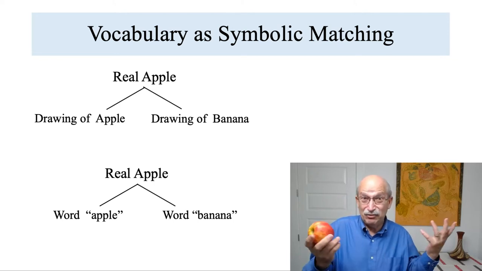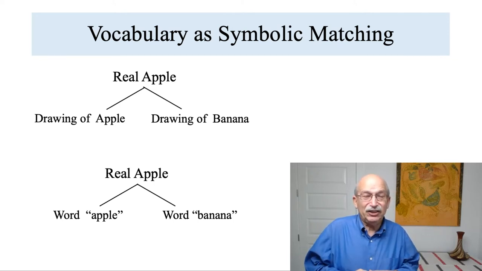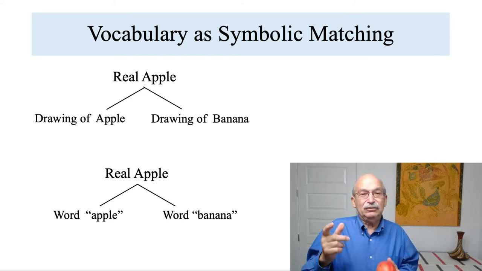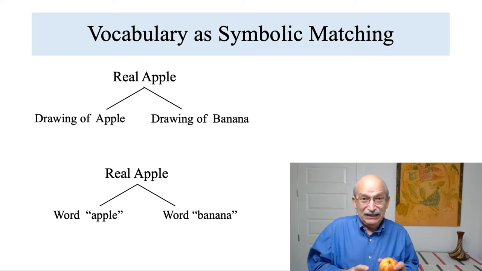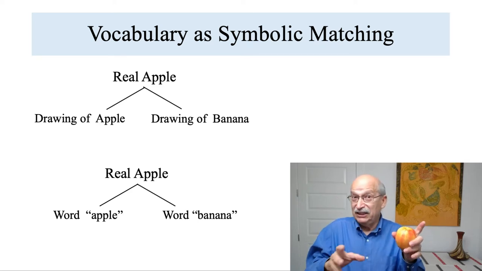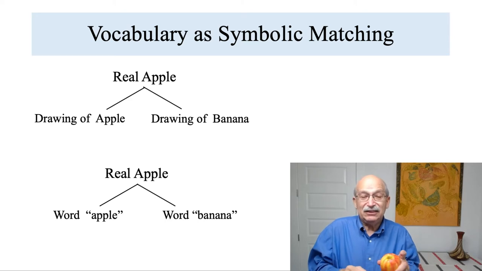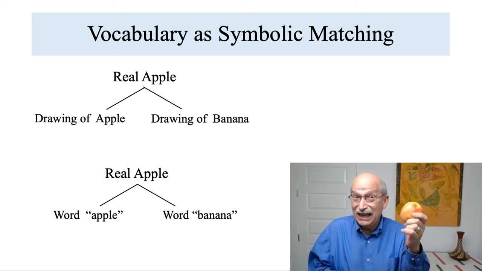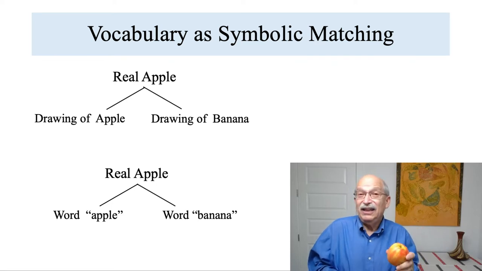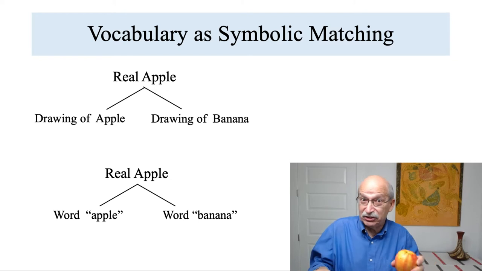Nevertheless, if you learn the word apple, you learn that symbolic relationship. We also learn a symbolic relationship between a real apple and the word apple as it's written down. So in that case, we would have the real apple as the sample stimulus, and then the word written down, apple versus banana, as the choice alternatives.